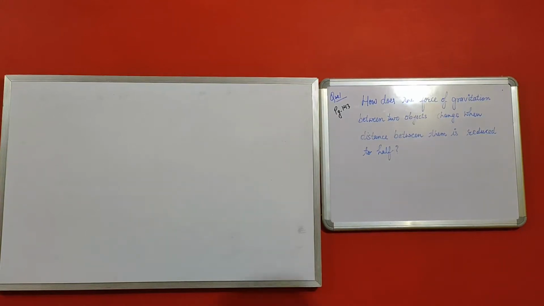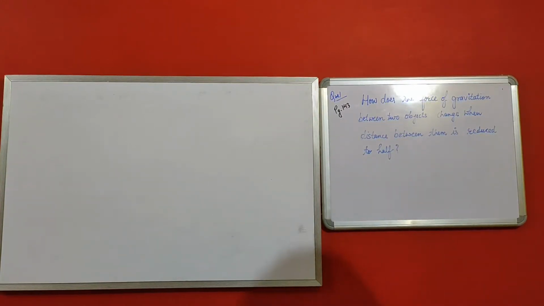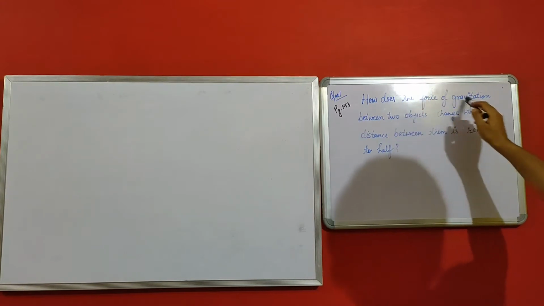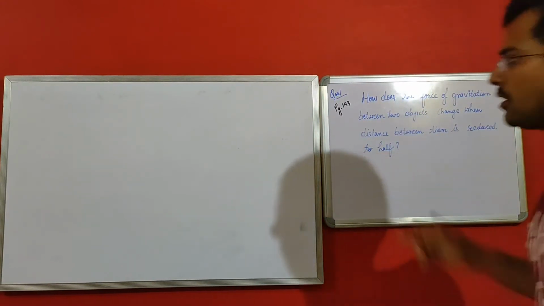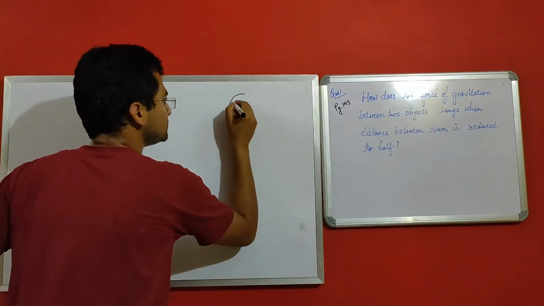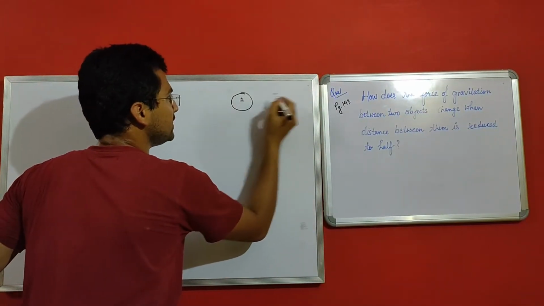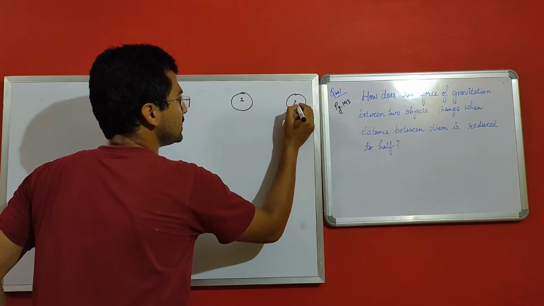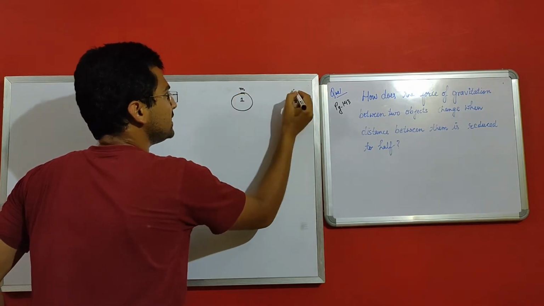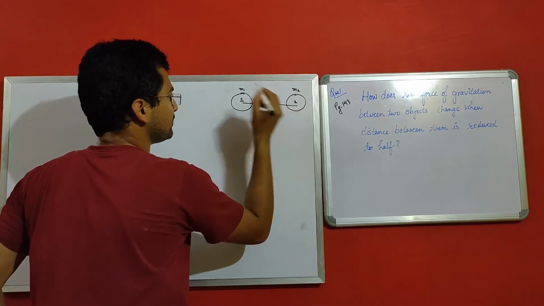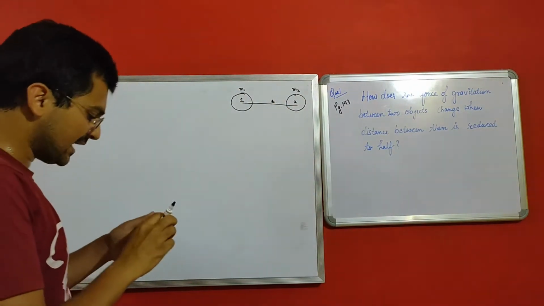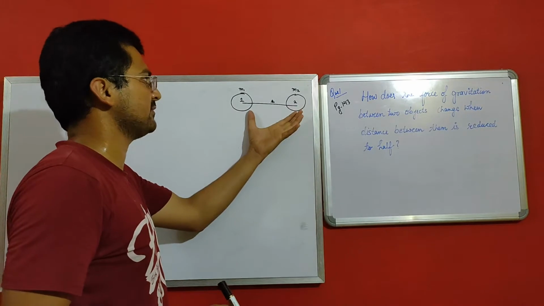Question number 1, page number 143. Application of gravitational force. How does the force of gravitation between two objects change? Okay. Now, first of all, consider two objects, object number 1 and object number 2, having mass m1 and m2 separated by a distance r.